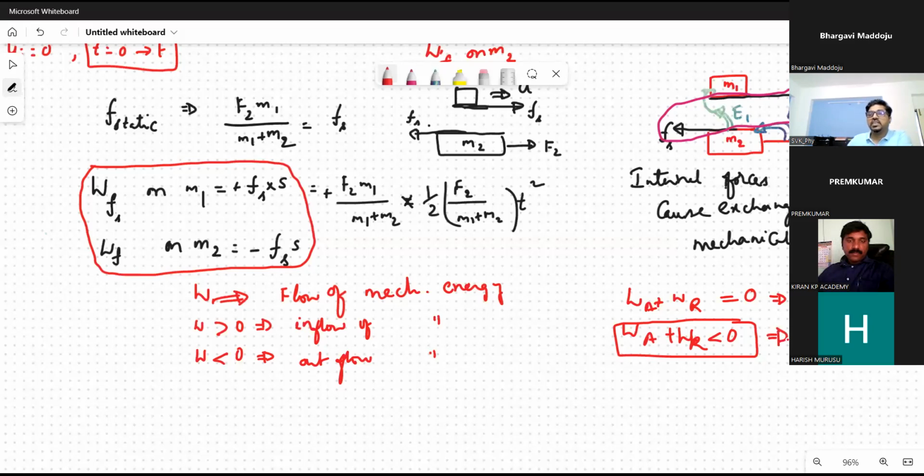That means it takes, let's say, 100 joules from M2 and gives only 80 joules to M1, meaning that some 20 joules of mechanical energy is lost. Then we say that there is a dissipation of energy. The forces involved there are called dissipative forces. Dissipation means permanent loss. It is not a temporary loss. There is no retrieval back again. Gone means gone forever.